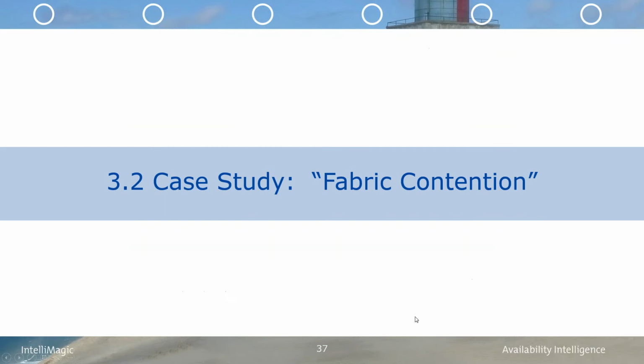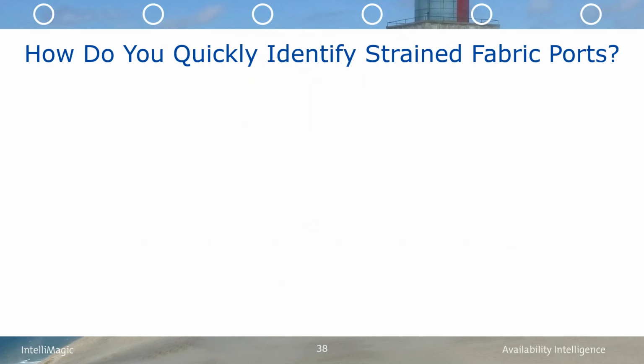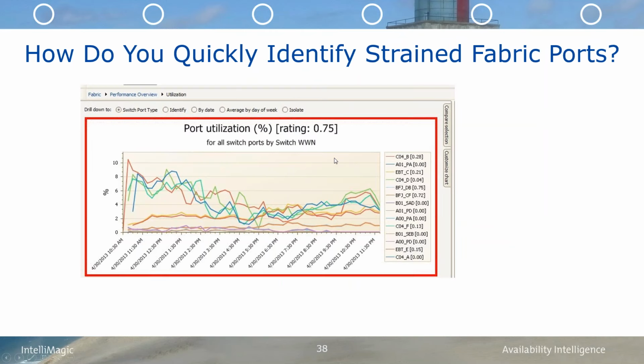Okay, thank you. All right, so how do we identify an issue where we have constraint on the fabric? This is an example where I have average port utilization for all switches by port WWN. On the y-axis I have 0 to 10%, so the average port utilization on these switches is not very high. However, I have a rating here of 0.75. We didn't go into great detail on the rating, but the rating system is one of the unique features that enables us to identify problems.